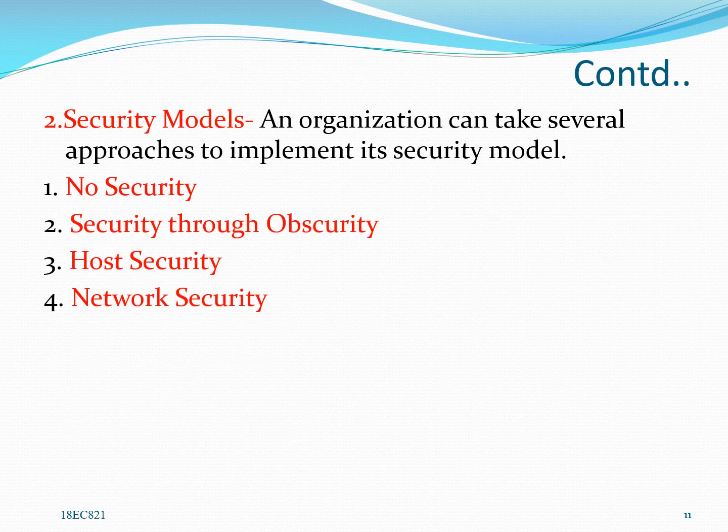Second one is called security models. An organization can take several approaches to implement its security model. First one is called no security. This is the simplest case. In this approach, there could be a decision to implement no security at all. So if there is no security, then anyone can attack.